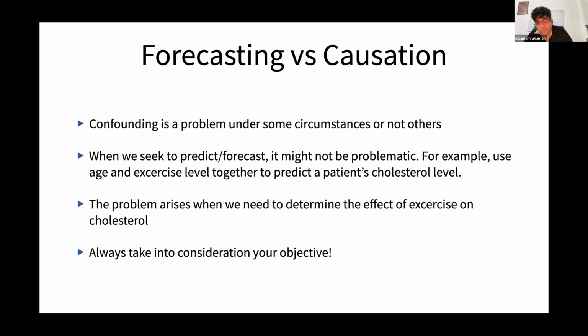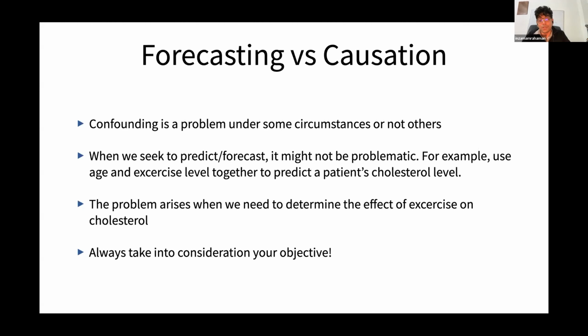Because all we want to do is predict: does this person have high cholesterol? We don't really care about designing interventions, and sometimes you don't. Then this more forecasting-oriented mindset is still really useful. It's still a very powerful tool, depending on the overall problem that you want to solve, right?